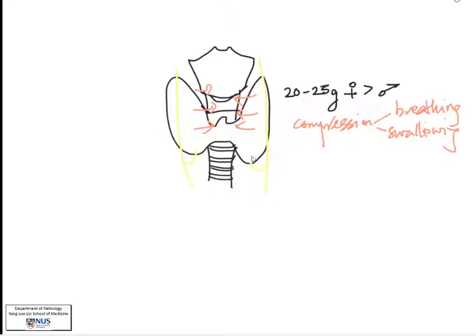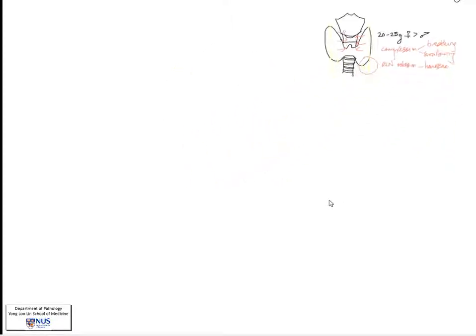And also, as I mentioned earlier on, if there is a goitrous enlargement, this can compress on, or if there's a tumor in the thyroid, it can directly invade into the recurrent laryngeal nerve, giving rise to hoarseness of voice. So this is a possible clinical presentation as well.